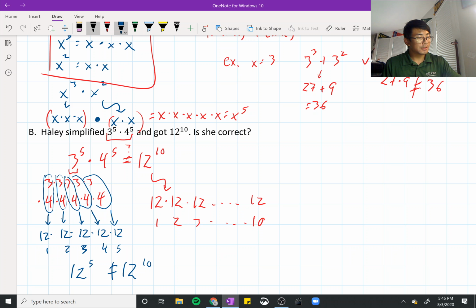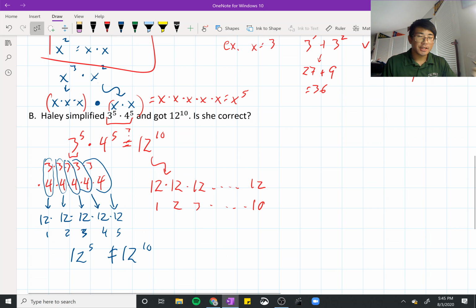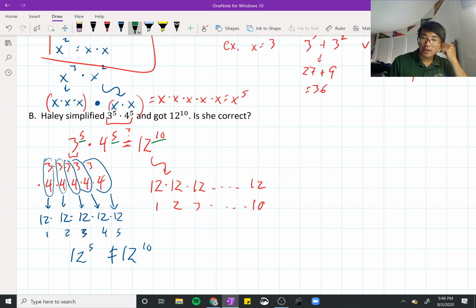So we can definitely see maybe what Haley was going for was that she saw the 3 and the 4 and multiplied them together, and I guess she saw the 5 and the 5 and added them together to get that 10. Unfortunately, it does not quite work out that way because each of those 3s, of which there are only 5, and there's only 5 4s to get paired up with, each one of those makes a 12. And so there's only 5 12s, not 10 of them.